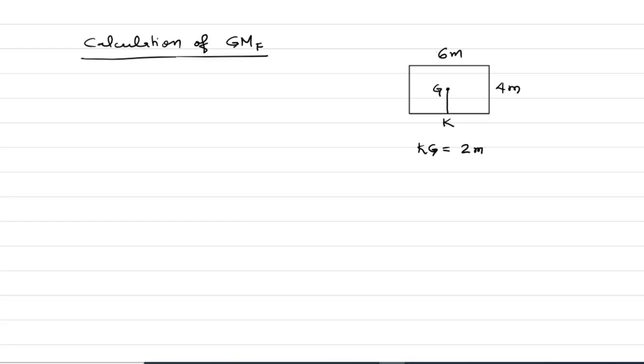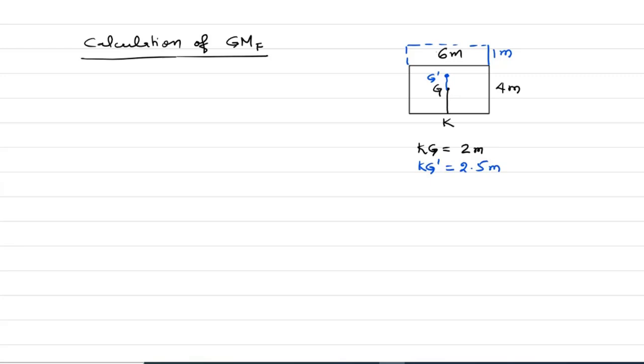Now, what I'm saying, I added a layer here, which is 1 meter. So the KG will go up, right? What will be the new value of KG? I will call it KG dash. What will be the new value? 2.5. Right. This is very basics.